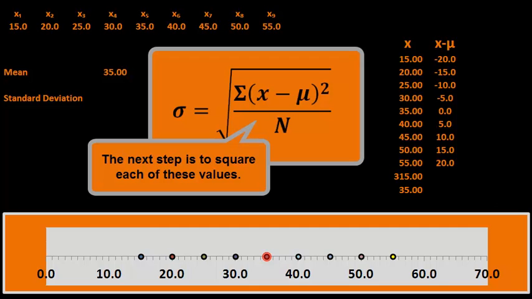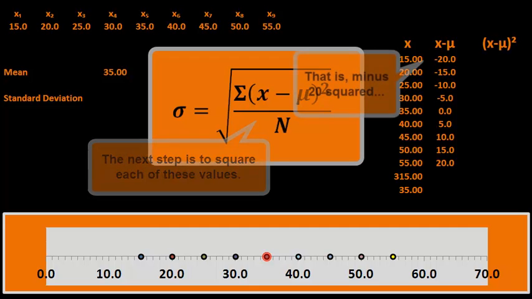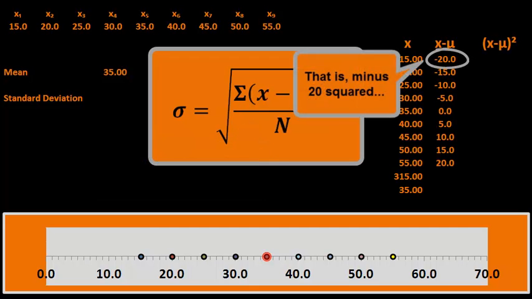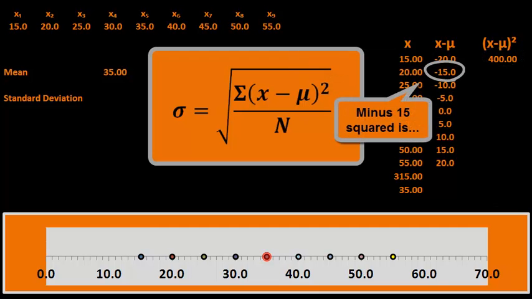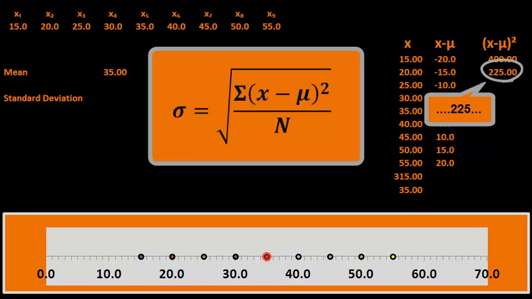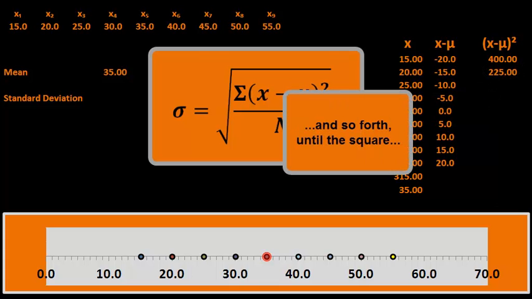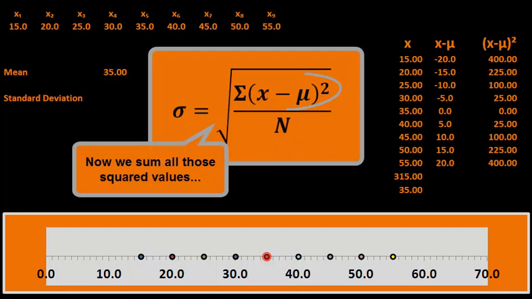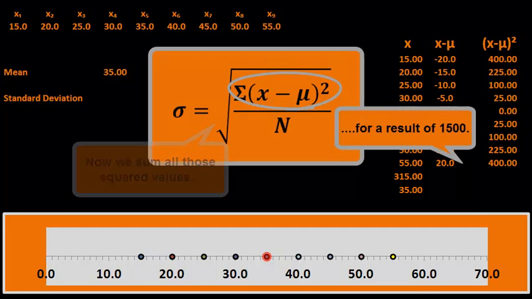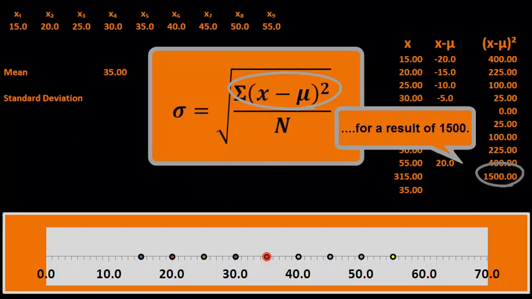The next step is to square each of these values. That is, minus 20 squared is 400. Minus 15 squared is 225. And so forth until the square of each of the differences with the mean is calculated. Now we sum all those squared values for a result of 1500.